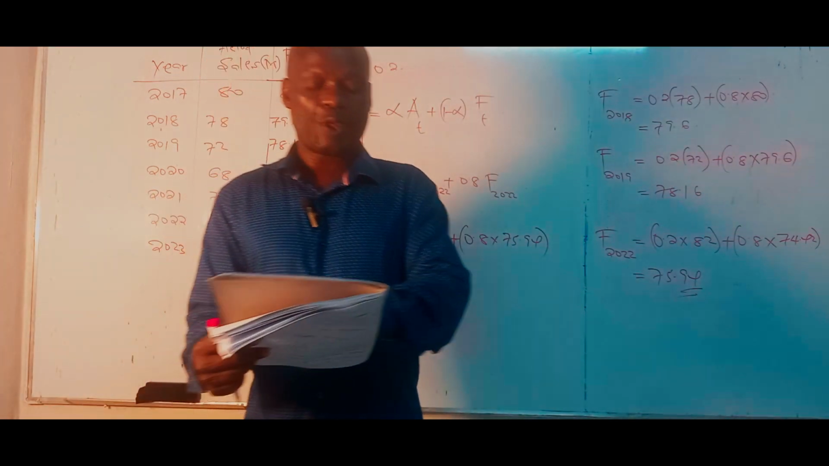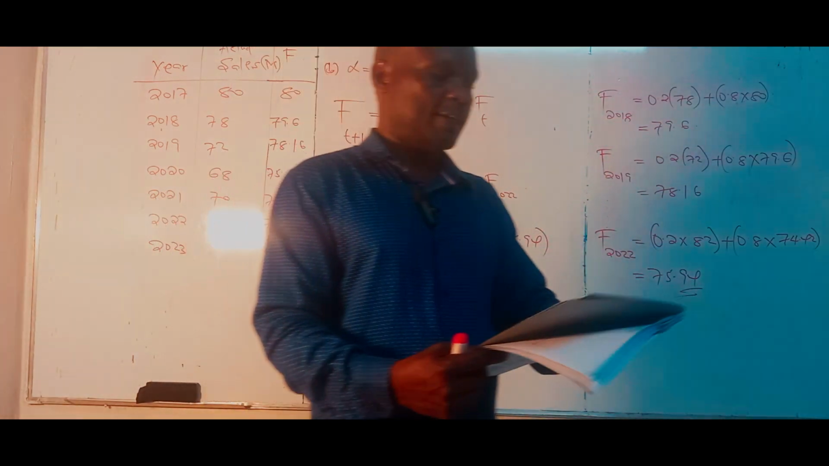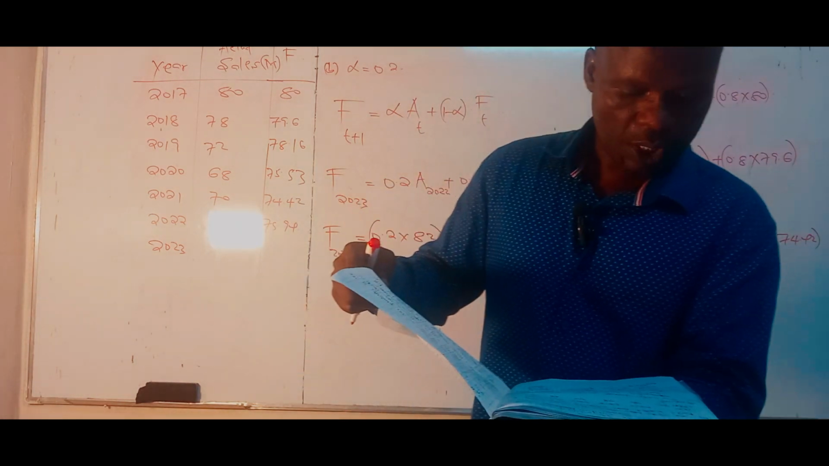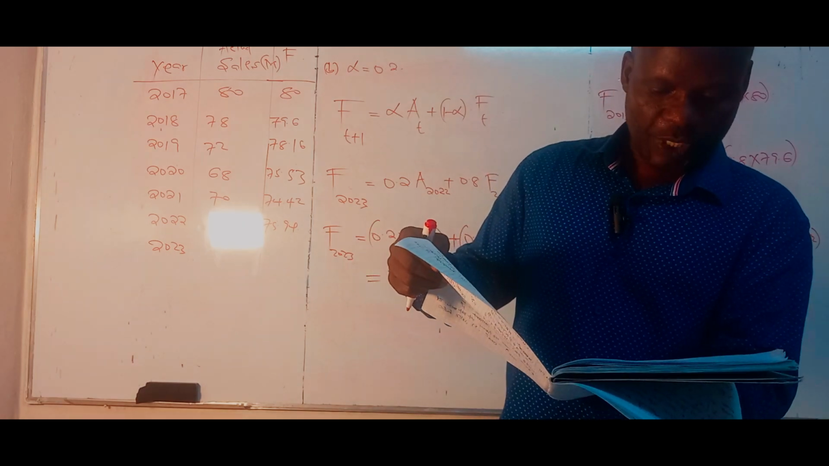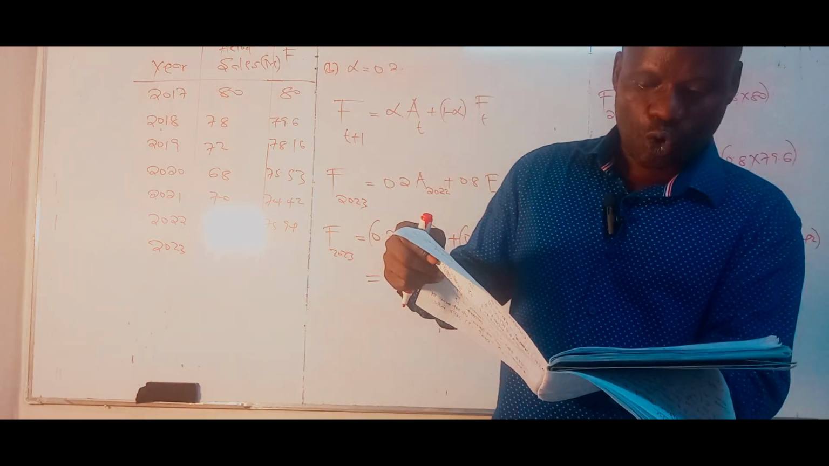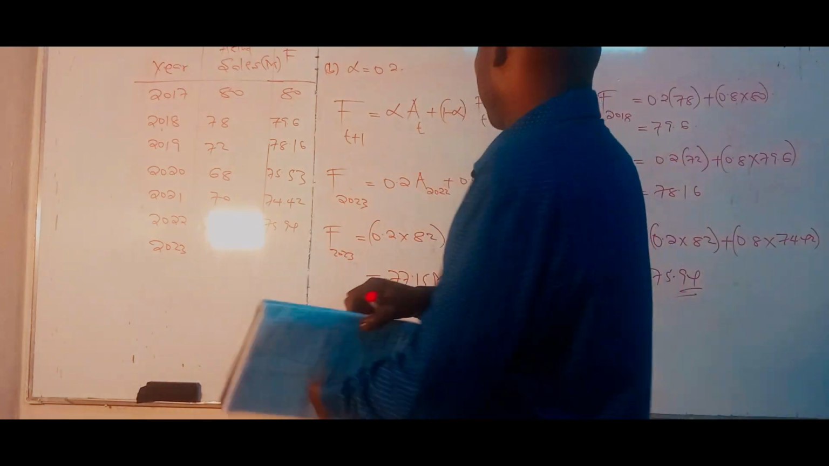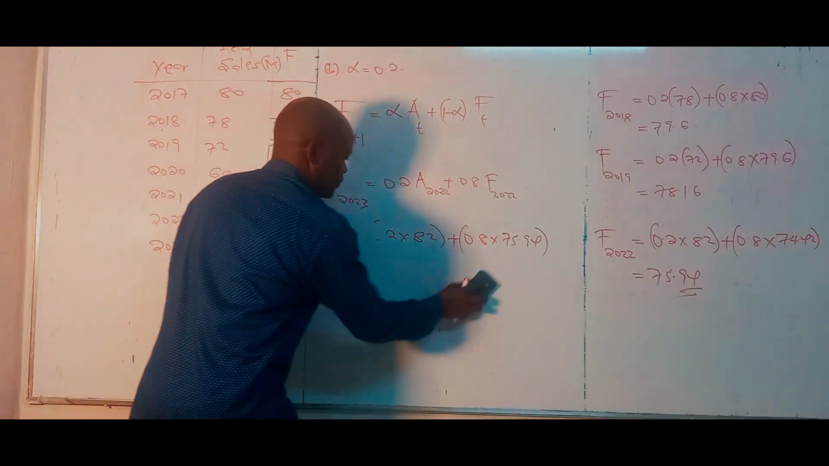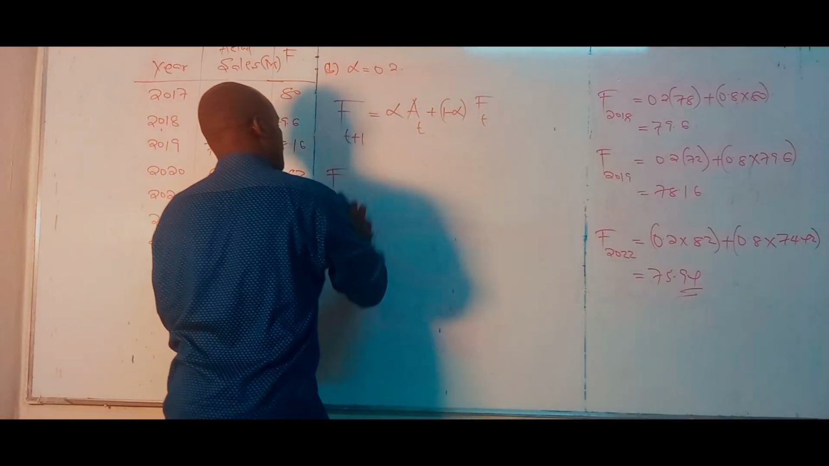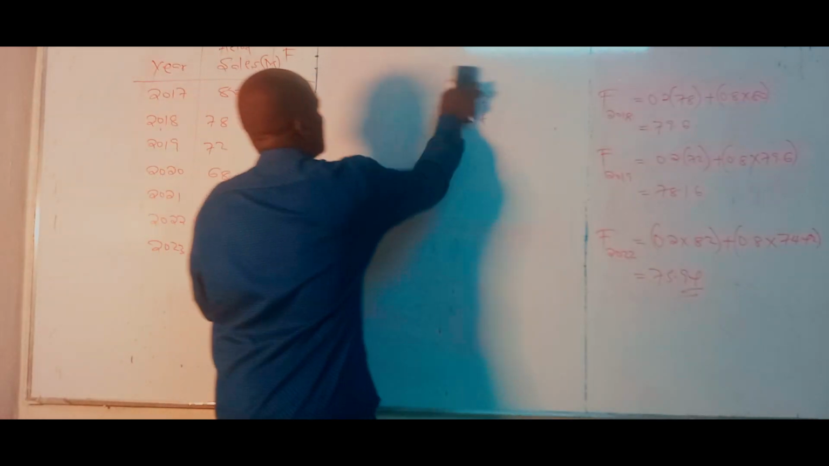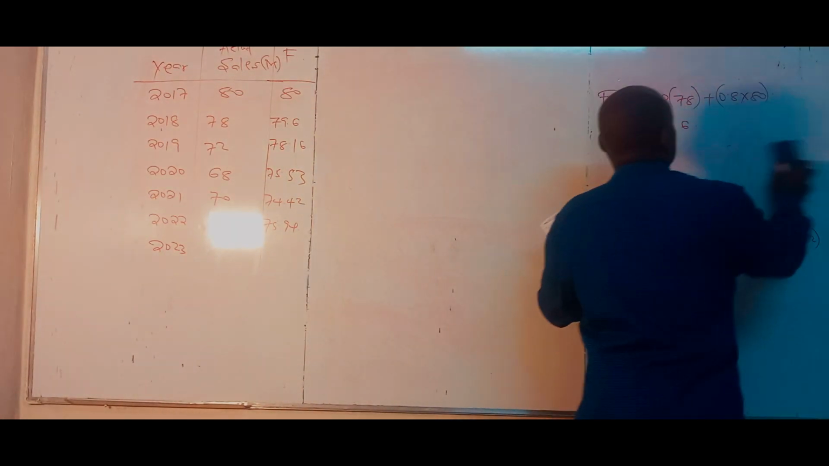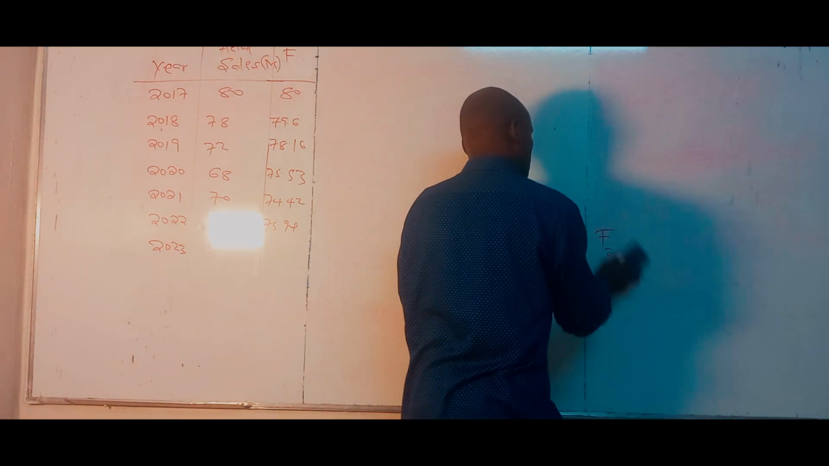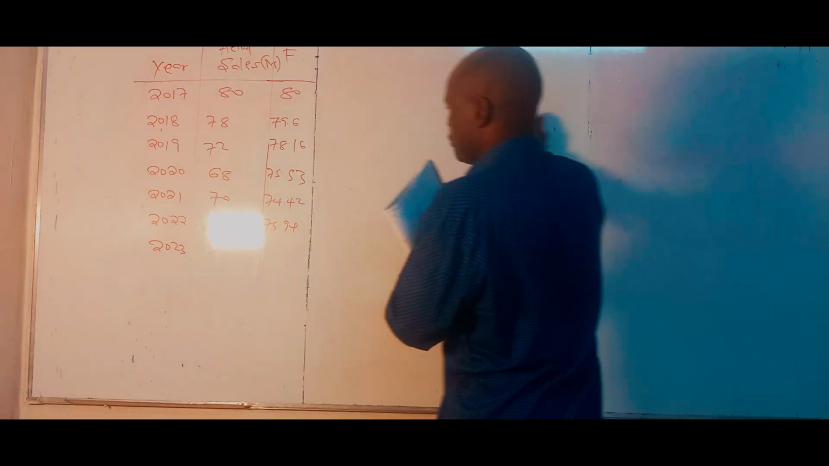So let's see what the ordinary least squares method looks like. That is Roman 2, because we are told that we get the sales forecast for the year 2023 using the ordinary least squares method.